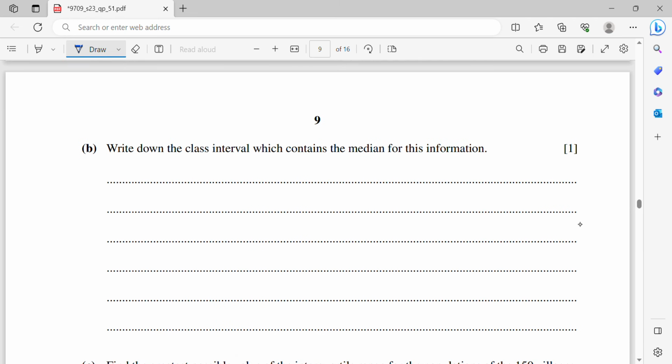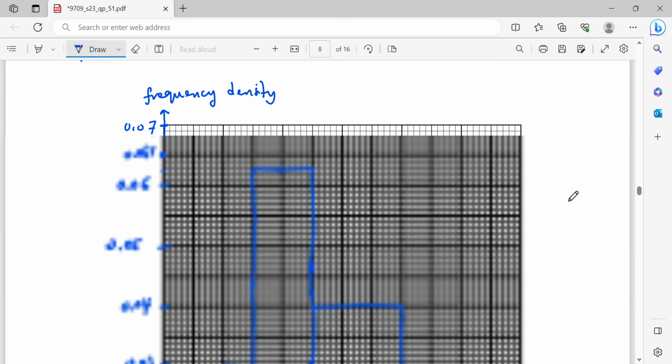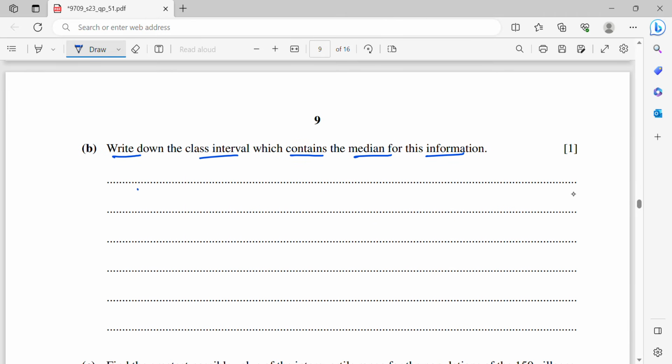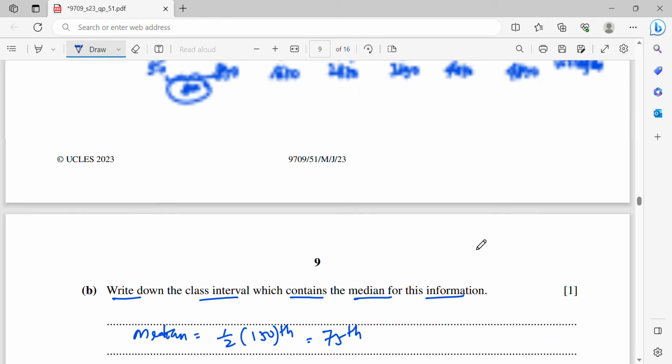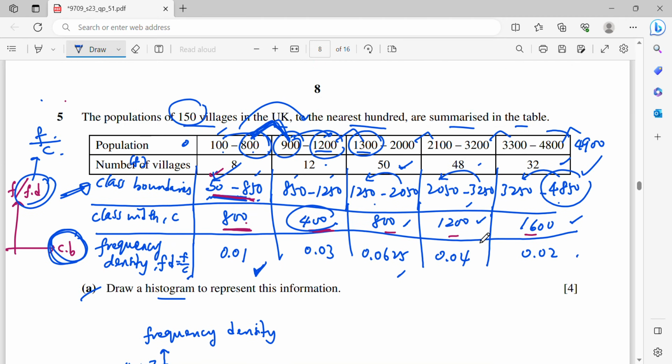Right. B. Write down the class interval which contains the median for this information. Okay, so let's look at the total. Total is 150 villagers. So now median is half of 150, which is the number 75. Okay, so now for the number 75, we need to know what is the cumulative frequency, right? So I will write down this 8, 12, and so on first.